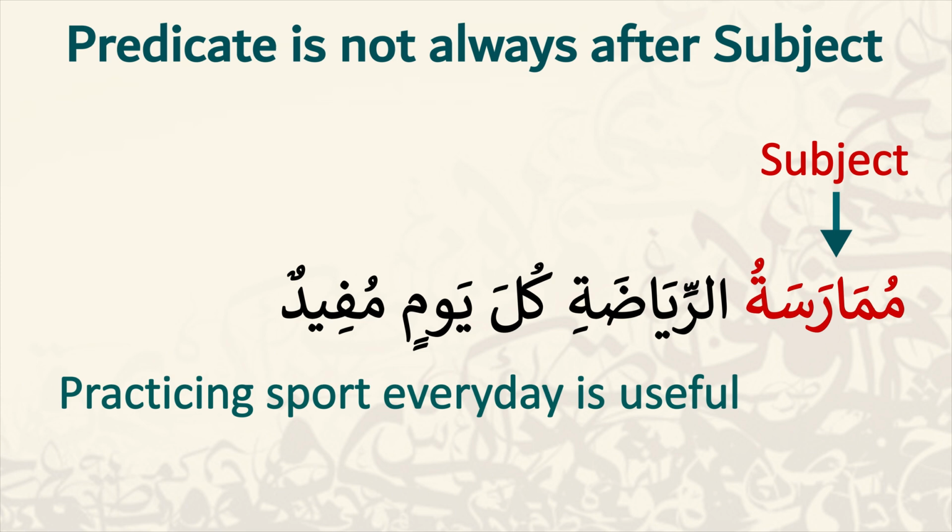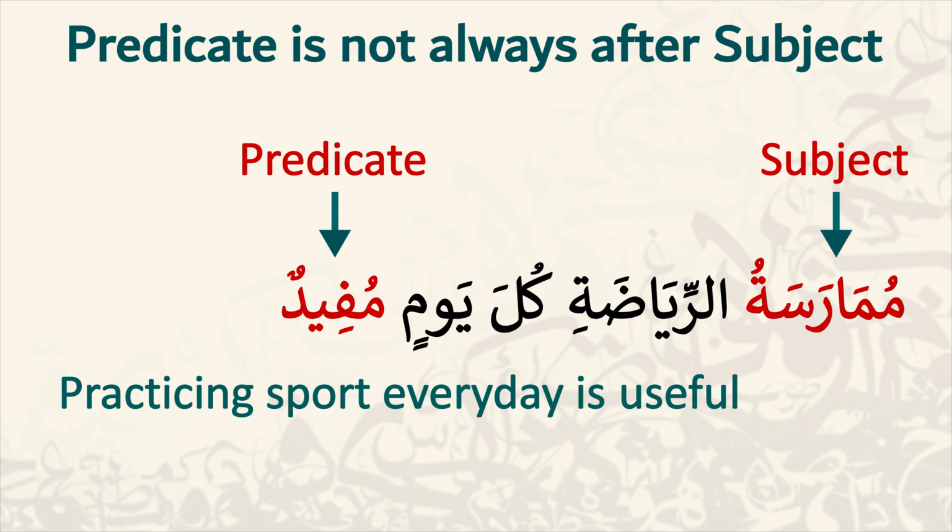But wait a minute. You said المبتدأ must be definite when it comes in the beginning of the sentence. Yes, this noun ممارسة is definite by addition. ممارسة الرياضة. What about the predicate? Which one of these words is a predicate? From its definition, the predicate is describing the subject, and at the same time, it completes the meaning of the sentence. So, it's going to be the last word, مفيد, useful. It's describing practicing sport as useful, and it also completes the meaning.